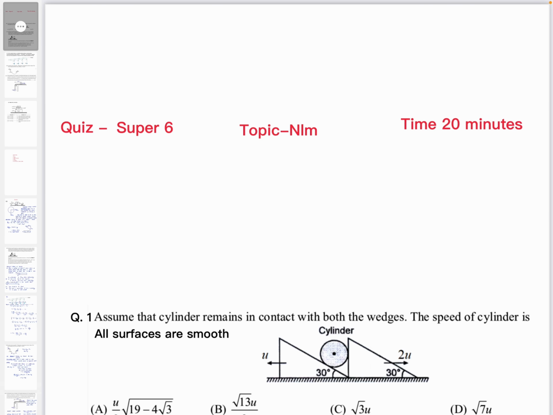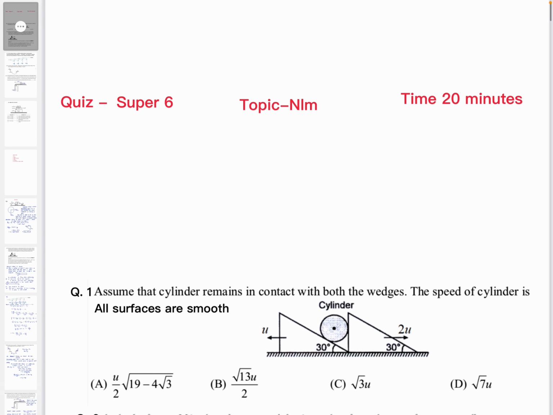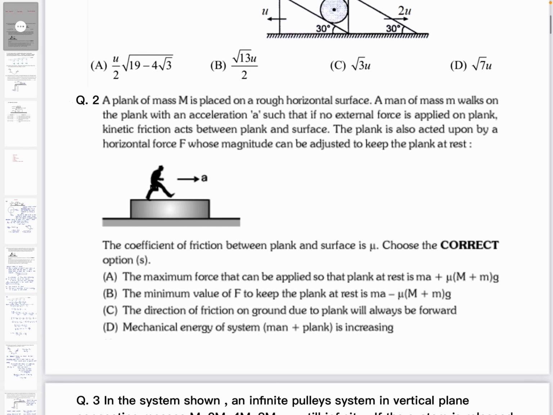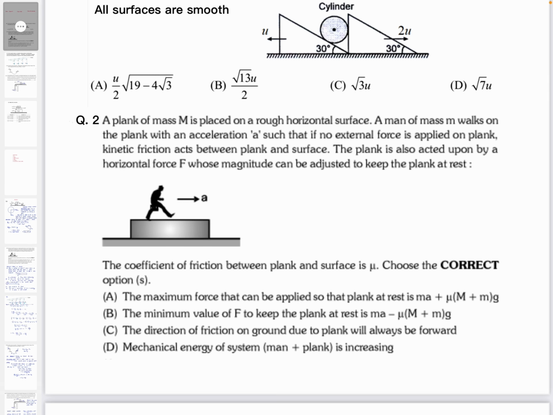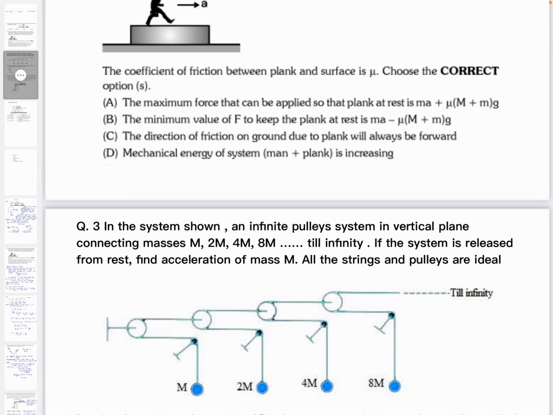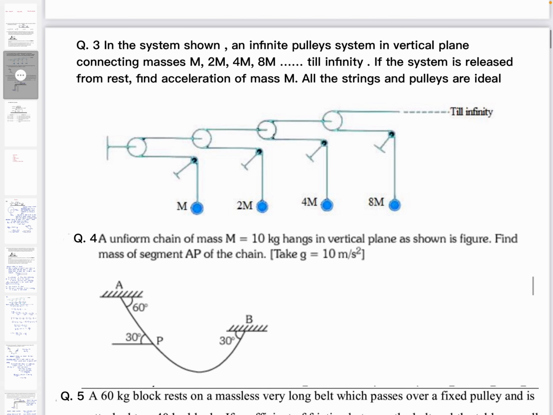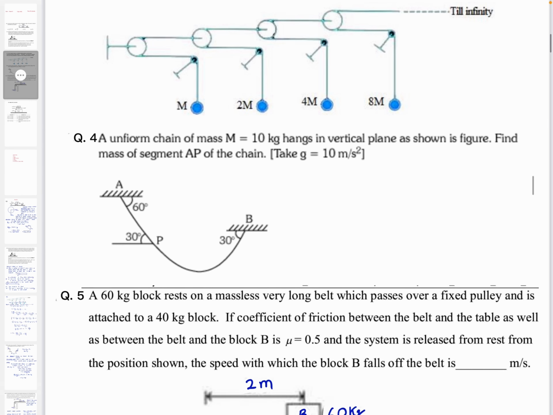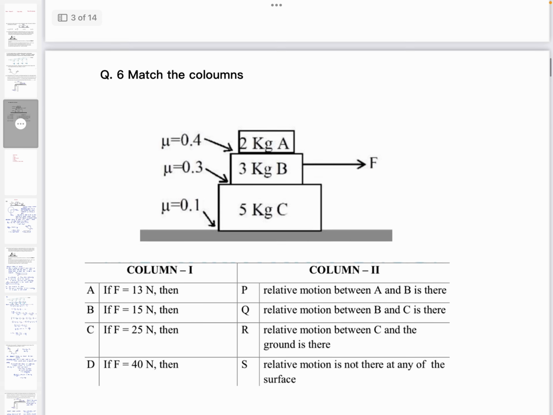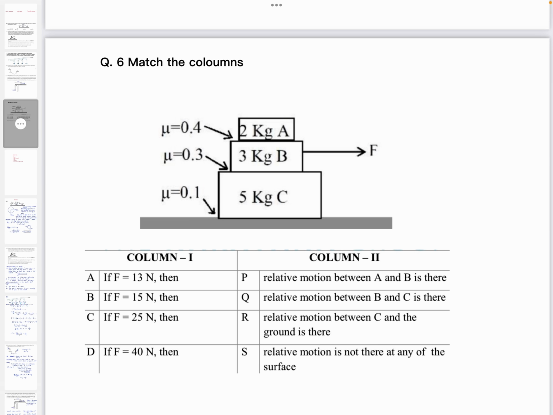So all those questions I will show you one by one. You can pause your screen at these positions. Like that is question number one. Then question number two, you can pause the video here. Question number three, pause the video here. Question number four. Question number five. And question number six, a block over block problem, as suggested by my very good student.